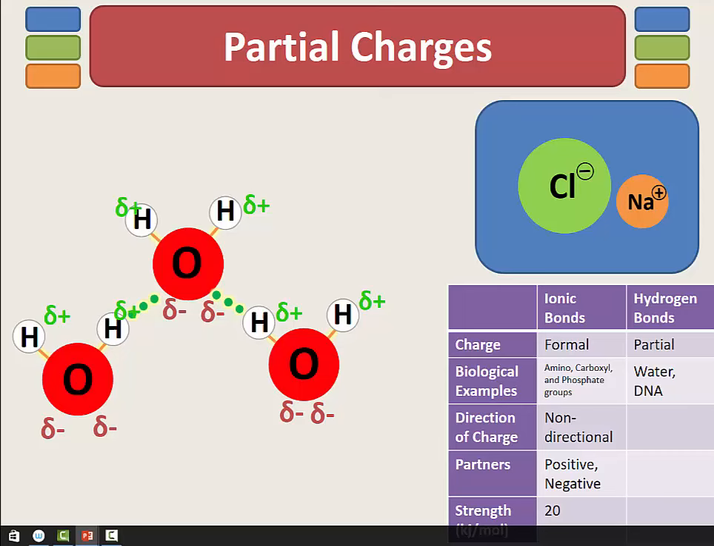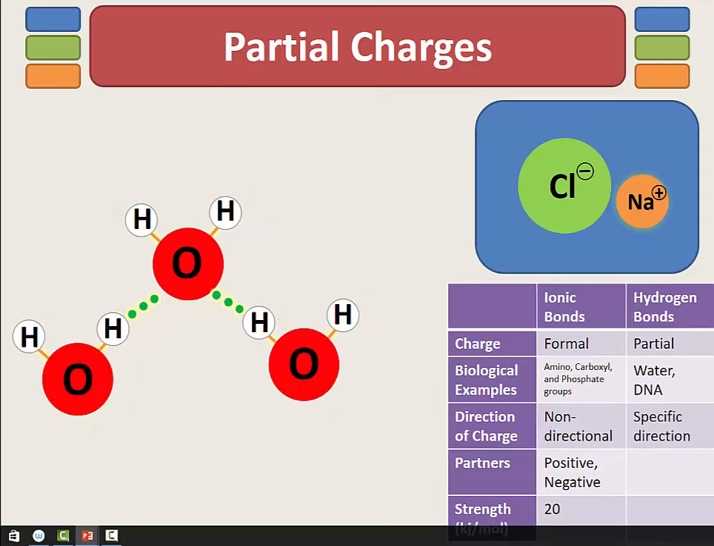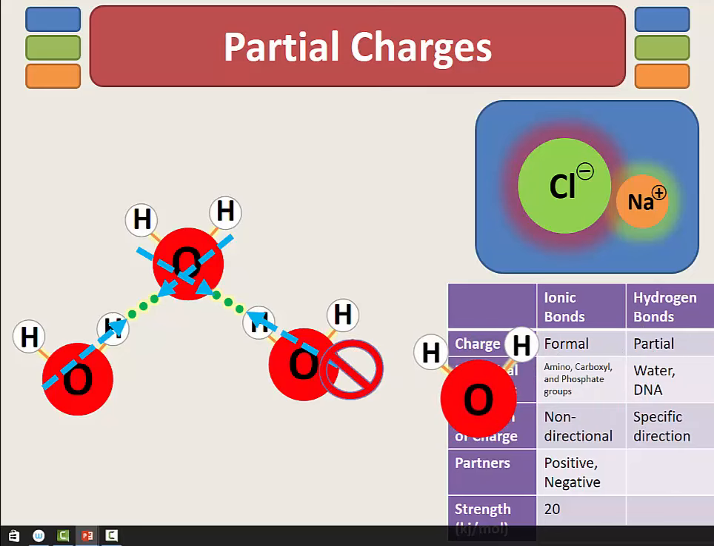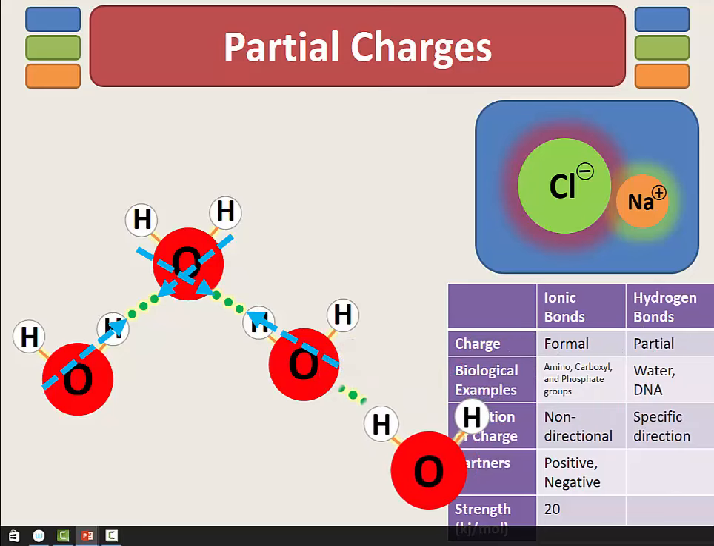And third, while ionic bonds are non-directional and non-specific, hydrogen bonds are different in that they are directional. This means that a partial positive hydrogen from a neighboring molecule can only associate at certain points defined by the location of the unpaired orbitals. In other words, a hydrogen bond won't form unless they're in the right geometric orientation.